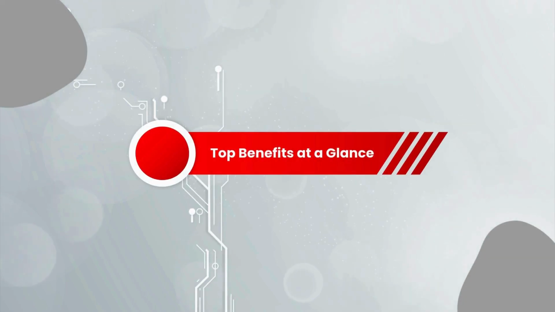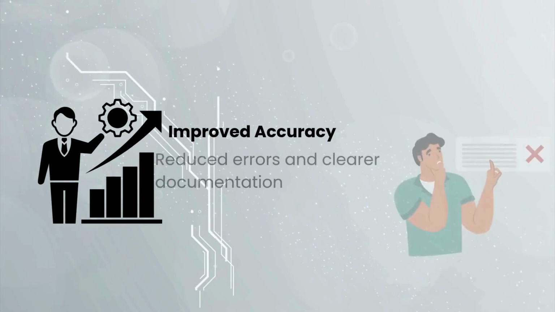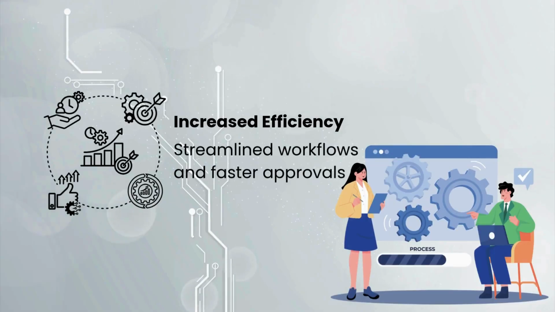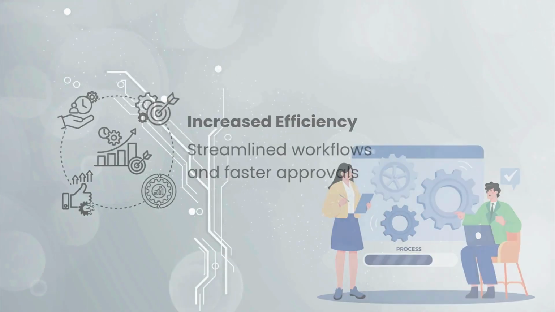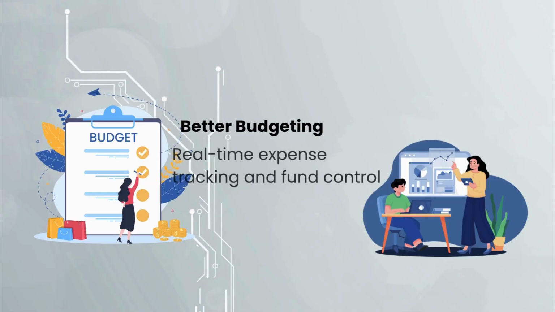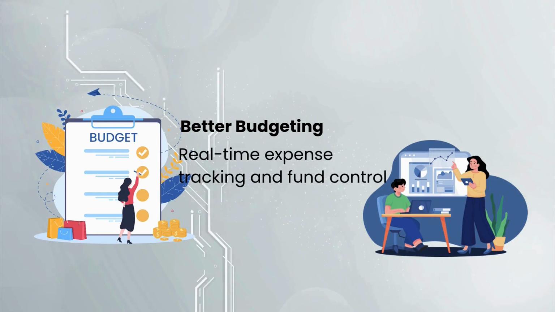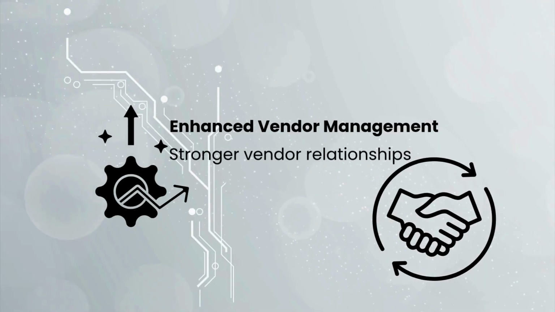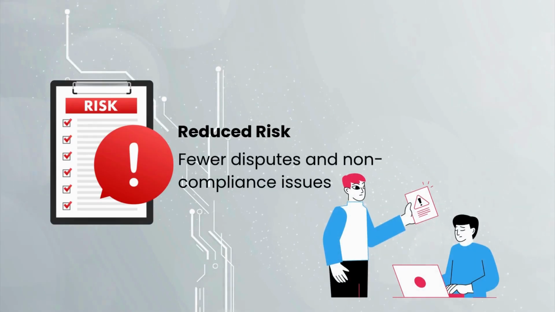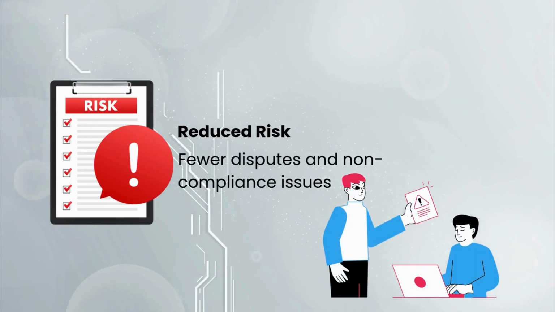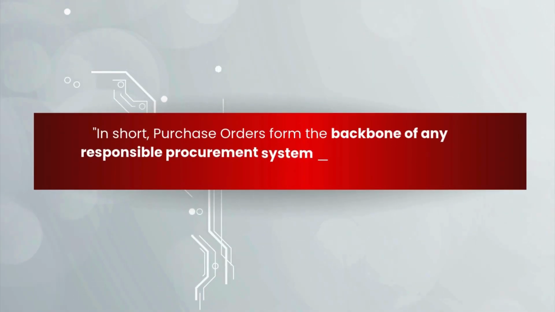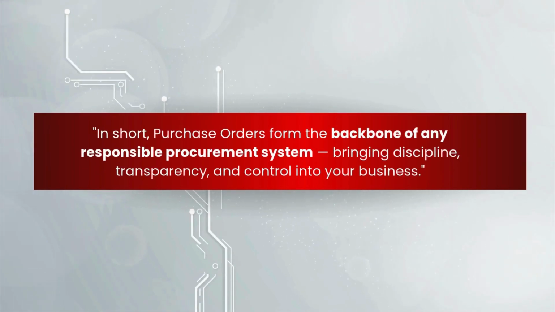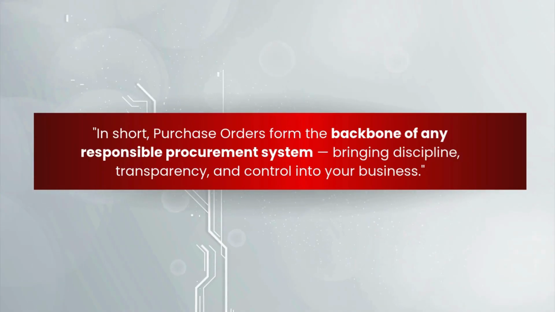Top benefits at a glance. Improved accuracy: reduced errors and clearer documentation. Increased efficiency: streamlined workflows and faster approvals. Better budgeting: real-time expense tracking and fund control. Enhanced vendor management: stronger vendor relationships. Reduced risk: fewer disputes and non-compliance issues. In short, purchase orders form the backbone of any responsible procurement system, bringing discipline, transparency and control into your business.